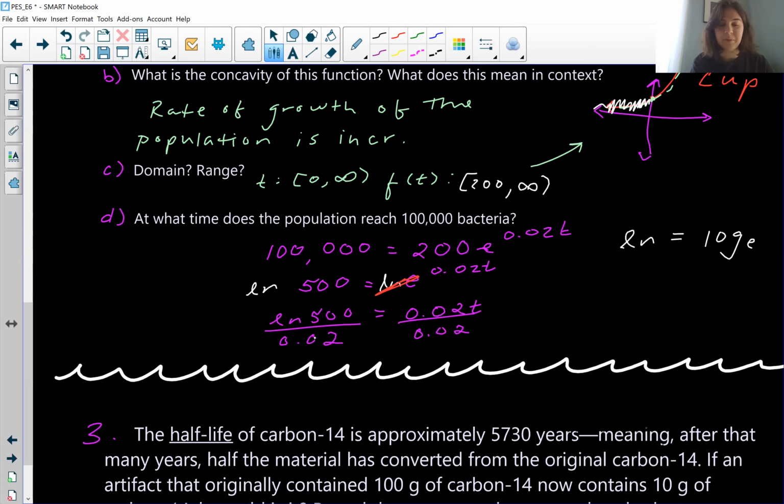So I should explain at this point, we're trying to find the time at which the population is 100,000 bacteria. So if the population is 100,000, we have to set the function itself equal to that. And now we're just isolating for t. I know that an explanation does not come at the best time, but better late than never. And so t is going to be approximately 310.73 minutes.